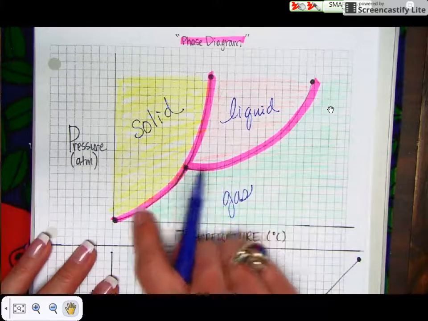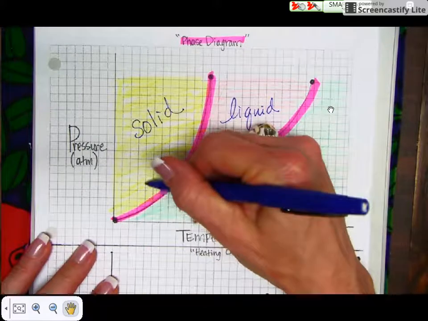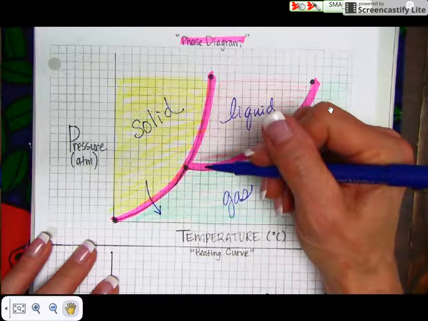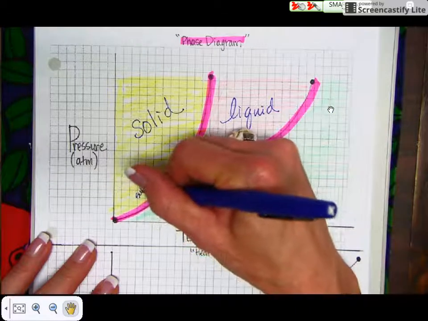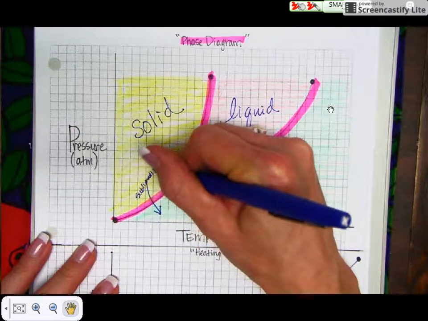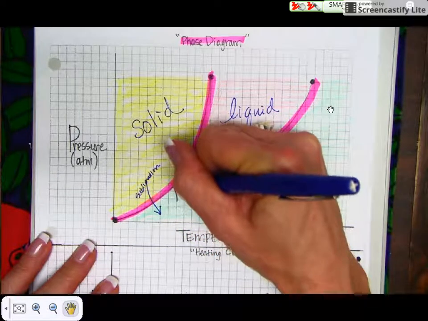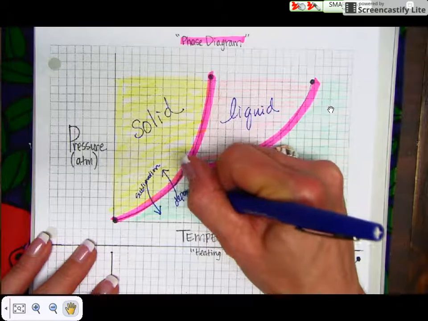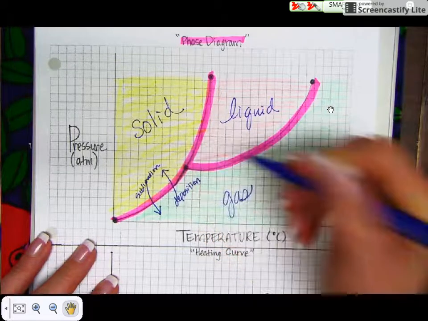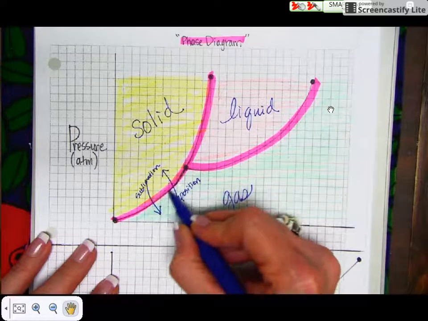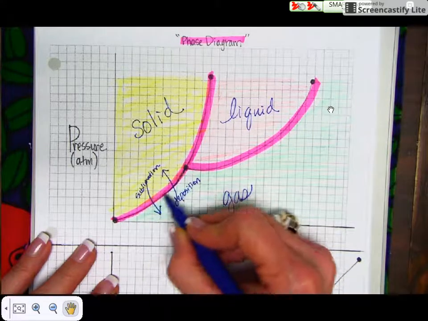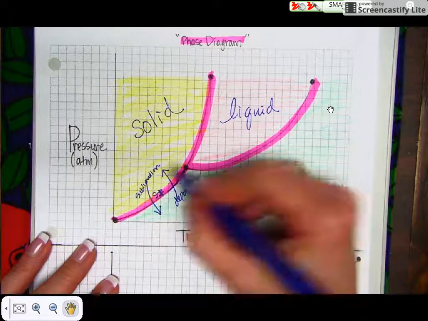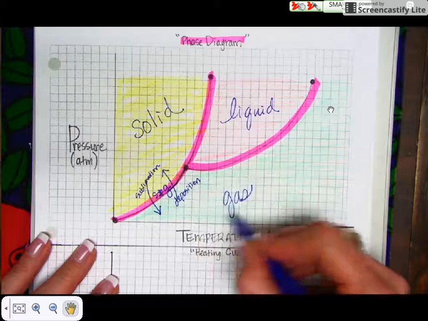Then we talked about if you were actually on the line. If you go from a solid to a gas and have to cross that line, then the substance is undergoing sublimation. If you go from a gas to a solid, we learned that that phase change is called deposition. So if you happen to encounter any points that lie on the line, that's where your phase change is occurring. So you have a solid in equilibrium with the gas.